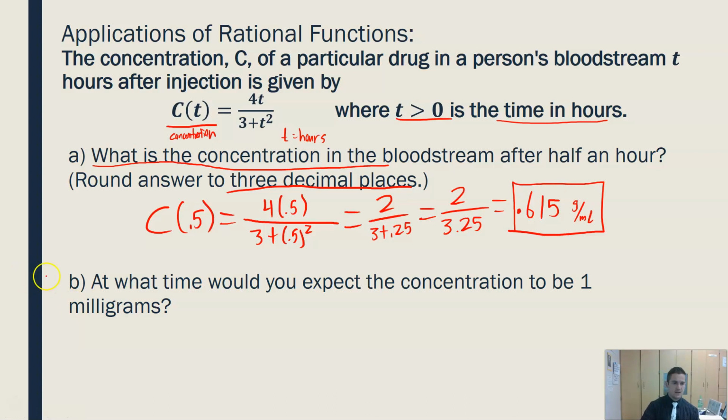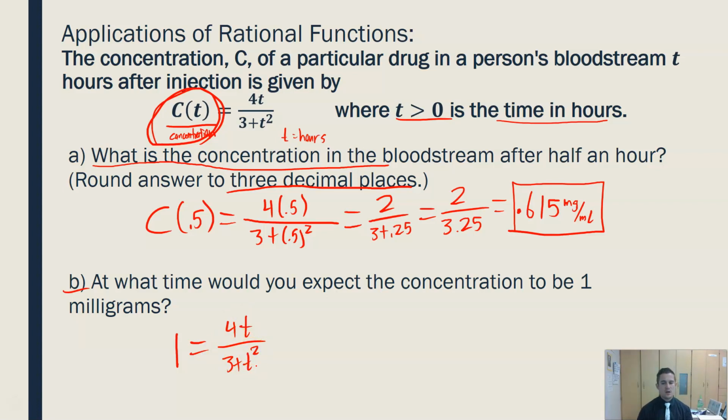Okay. Letter B here says, at what time would you expect the concentration to be 1 milligram? Sorry, this should be milligrams, I guess, not grams. So at what time would you expect the concentration to be 1 milligram? So my concentration, I know, is 1 milligram. So I have 1 equals 4t over 3 plus t squared.